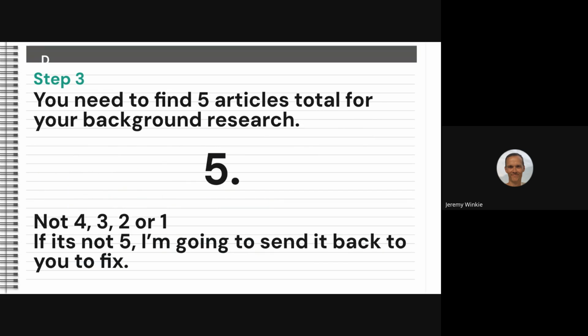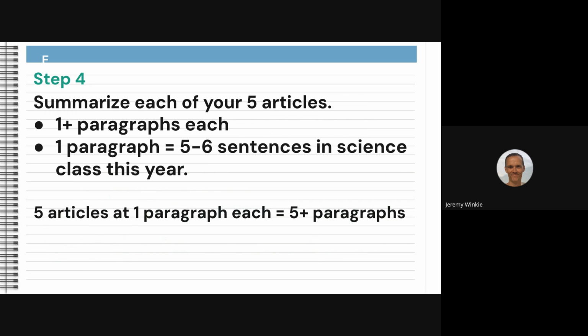Step 3 is you're going to need to find 5 articles in total. So 5 different articles. You might be tempted to do only 1 or 2 or 3 or 4, but I'm going to have you do 5 for your background research. If you didn't do 5, then I'll probably just unsubmit it and send it back to you so you can redo it.